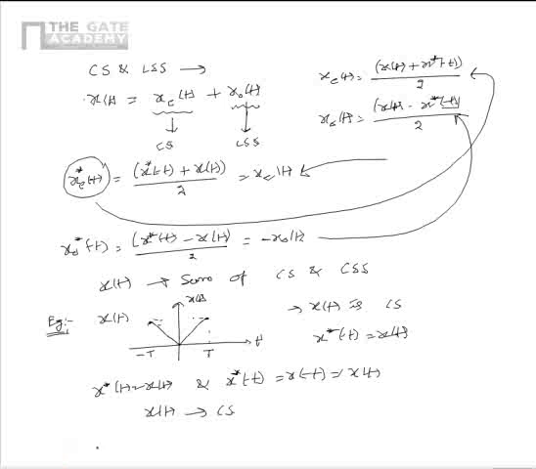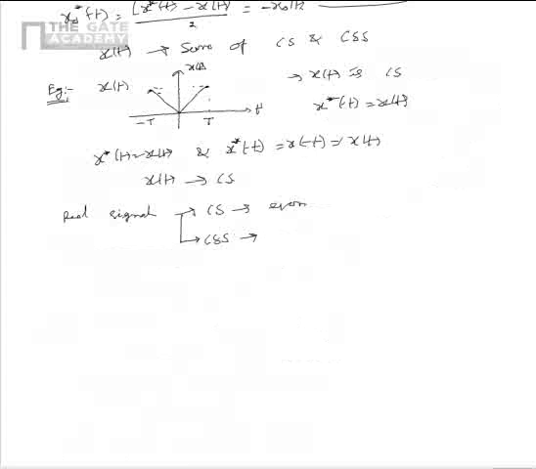And also we can write that in case of real signals, the conjugate symmetric property boils down to even property, and the conjugate skew symmetric property boils down to odd property of the signals.